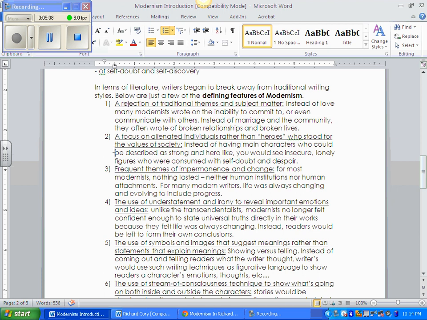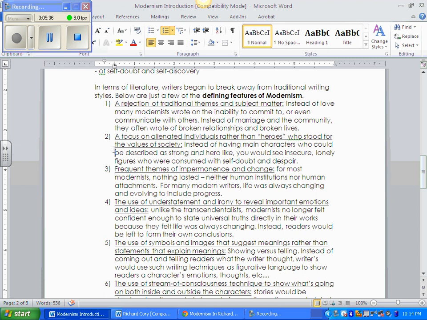Number 4, the use of understatement and irony to reveal important emotions and ideas. Okay, so you want to make sure that you understand, well, irony we've talked about before. Irony is when the opposite of what you expect to happen is what actually happens. When something is an understatement, you understood what the author was trying to say, even though it didn't come right out and blatantly say it. Okay, so that's an understatement.